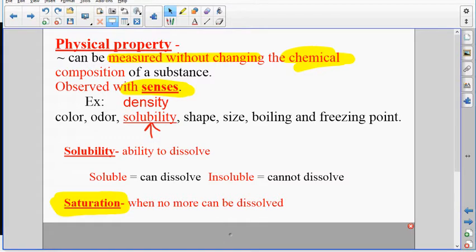That's a physical property, and please watch out. Some people will think, oh, the salt disappeared. It must have been a chemical property. Like, no. Solubility is a physical property because nothing's changing about the salt. It's just sort of hiding, but it hasn't changed.